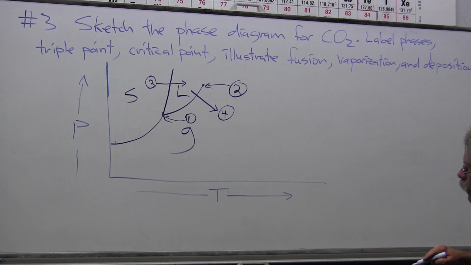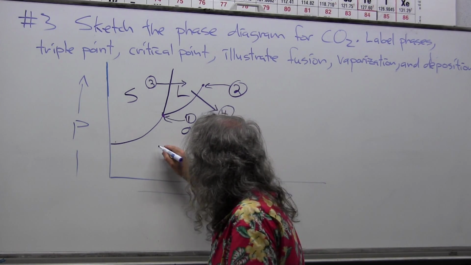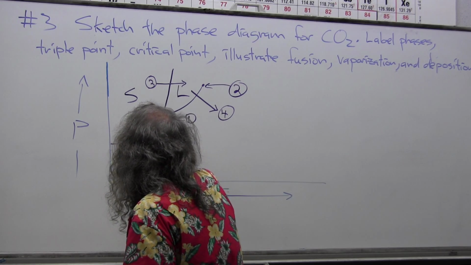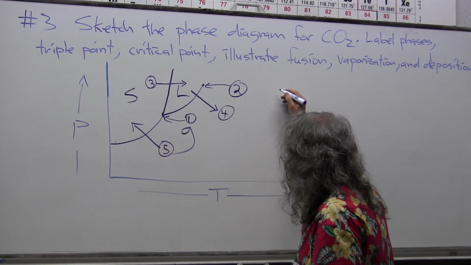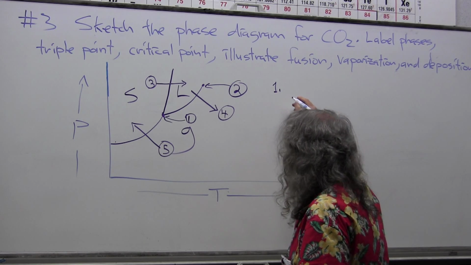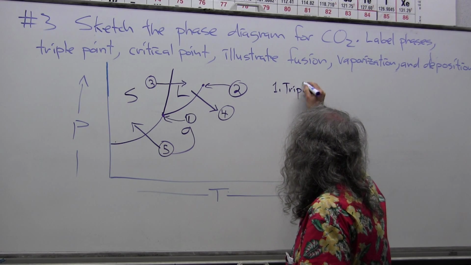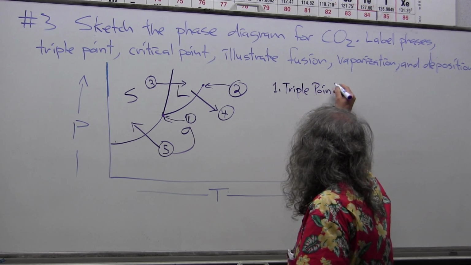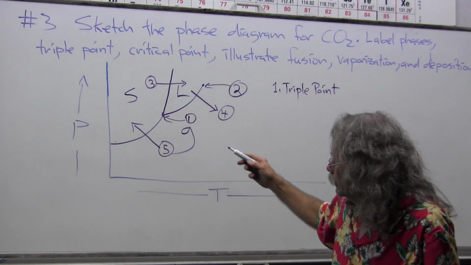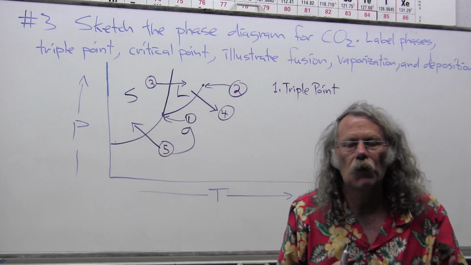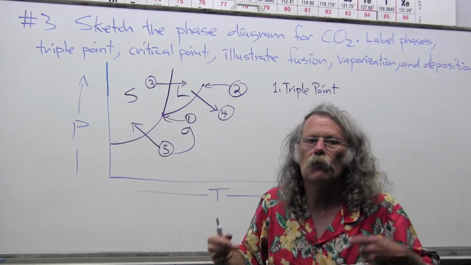And then deposition. Deposition is the opposite of sublimation, or the reverse of sublimation. So I'm going to have an arrow going from the gas phase to the solid phase, and I'll put a 5 here. And then I'll put a legend over here where 1 is a triple point. Triple point, you'll recall, is the point where solid, liquid, and gas phases all coexist at the same time. It's the temperature and pressure where all 3 phases coexist.